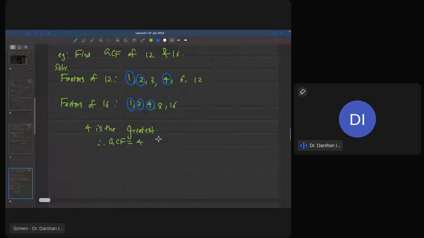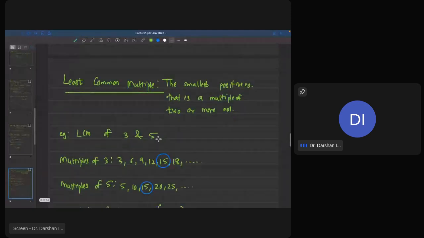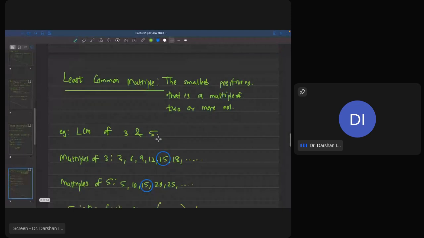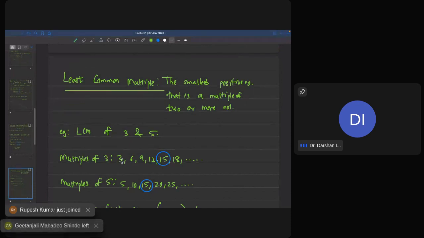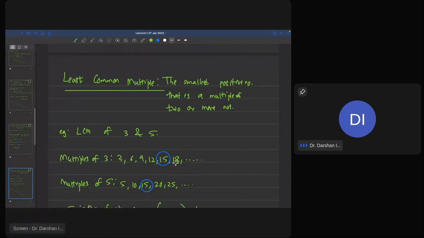Then LCM, the smallest positive number that is a multiple of 2 or more numbers. So the LCM of 3 and 5. Write down the table of 3, write down the table of 5. Which is the number which comes common at the very first? 3 is common? No. 6 is common? No. 5 is common? 9 is common? 10 is common? 12 is common? No, no, no, no, no. 15 is the first number which is common. Least common multiple.